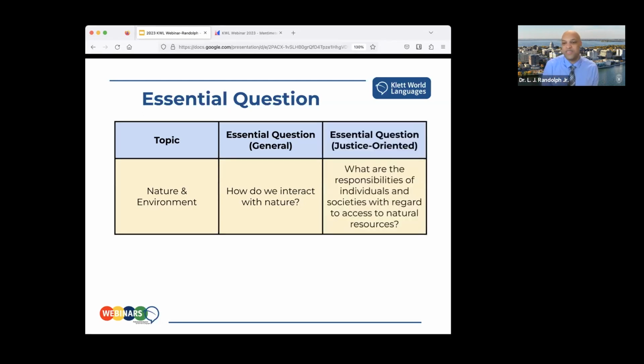So here's a way that we can think about this from a justice-oriented perspective. What are the responsibilities of individuals and societies with regard to access to natural resources? Now I'm going to be talking about issues of access, responsibility, etc.